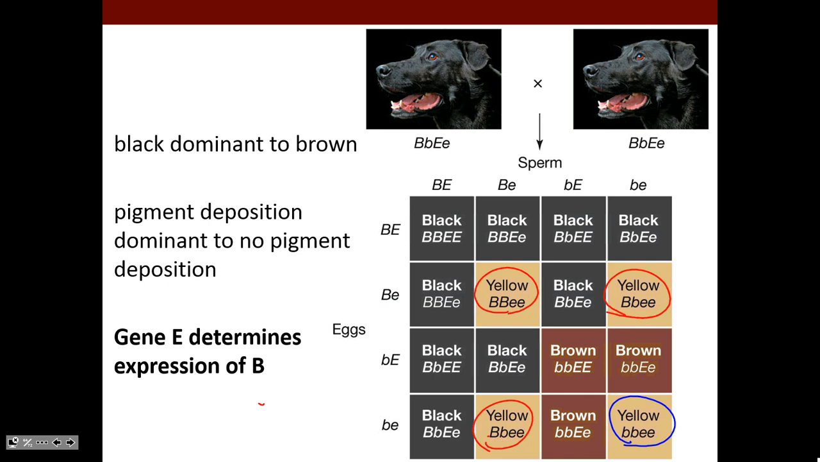So because gene E determines the expression of B, now our F2 phenotype ratio is no longer 9 to 3 to 3 to 1, but instead it is 9 to 3 to 3. Wait, no. 9 to 4 to 3. Right? Does that make sense? If you were struggling with your question on your lab, this Punnett square would help you with the white corn kernel gene.